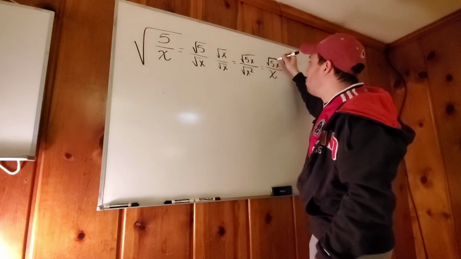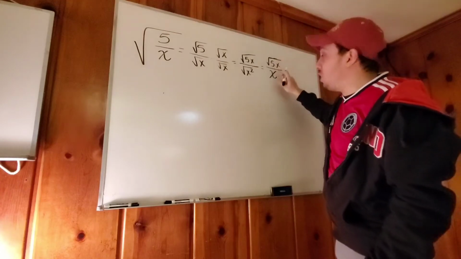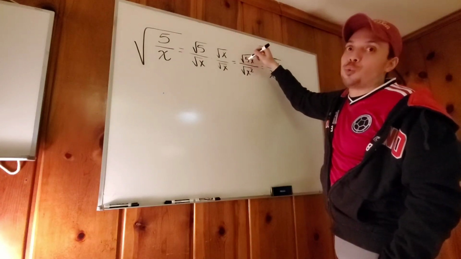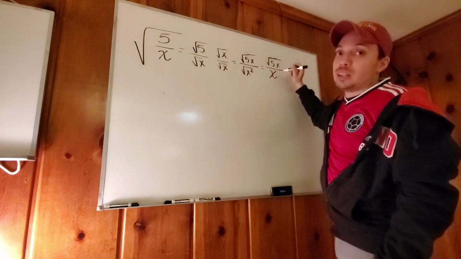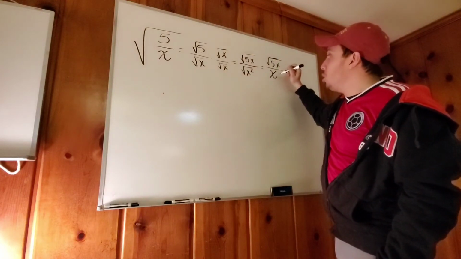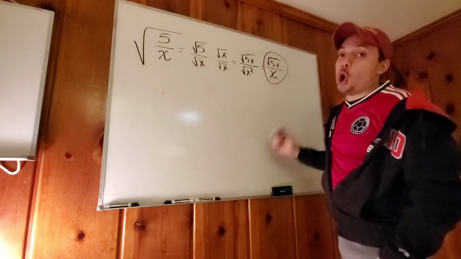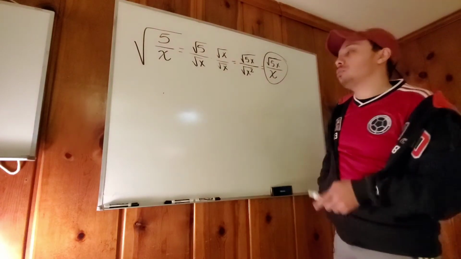Can you simplify this x with this one? No, you can't, because this one is inside of the square root, or the radical. This one is outside. Okay? So that's my answer. That's all there is to this example.